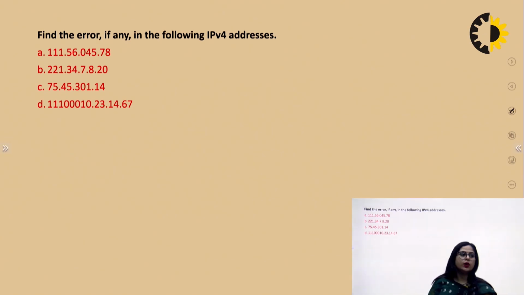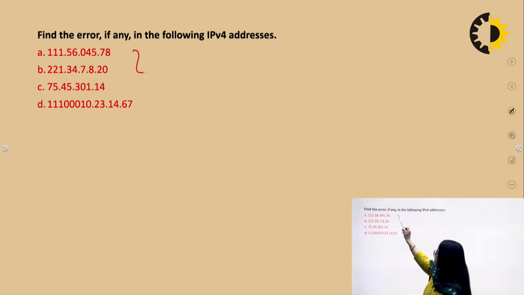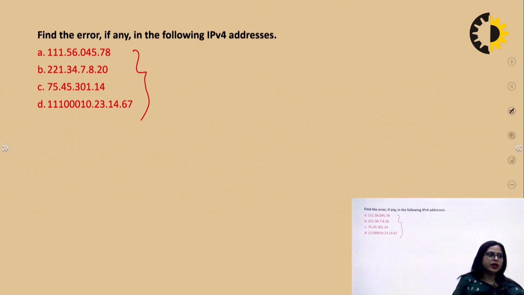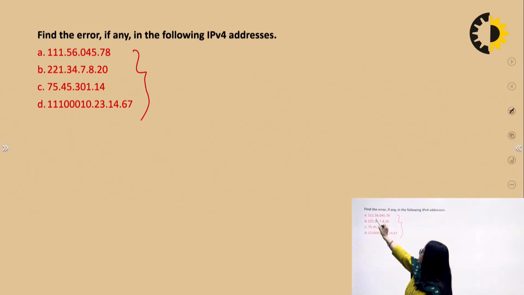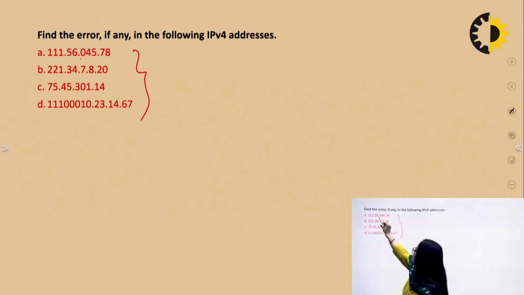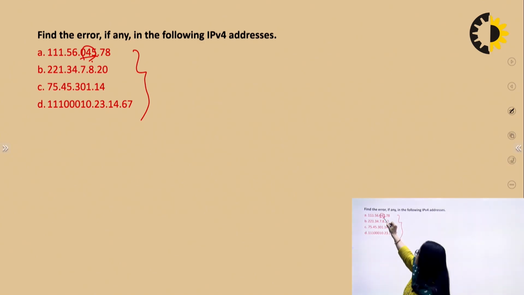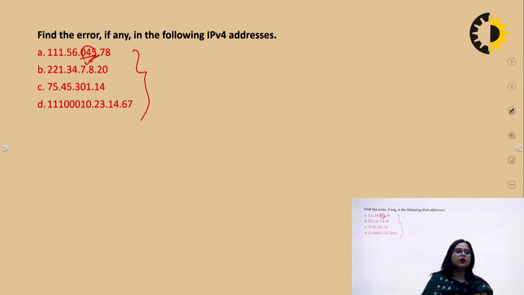So here is one question: find the error, if any, in the following IPv4 addresses. There are 4 IP addresses given. We have to find the error. Here, 111.56.0.45.78. In the first, that is 045, the IP address is not allowed to have a leading 0. So the error is 045.